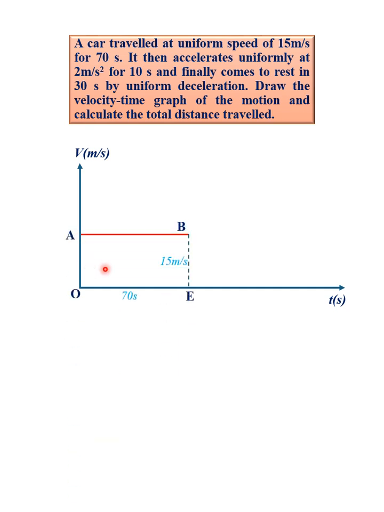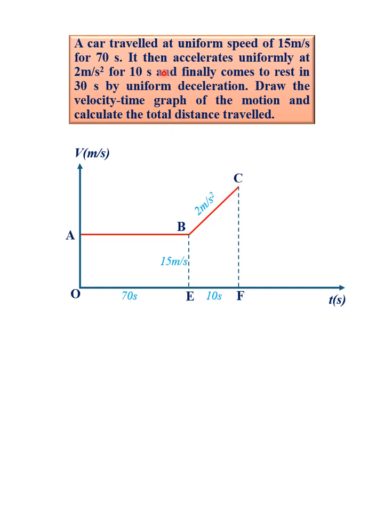So this is what the first statement looks like. The car started at a velocity of 15 meters per second, which is BE, at point A, not from the origin, and it does that movement for 70 seconds. Let's continue. It then accelerates uniformly at 2 meters per second square for 10 seconds. At point B, it then accelerates at the rate of 2 meters per second square for 10 seconds. So this is how the graph becomes at point C.